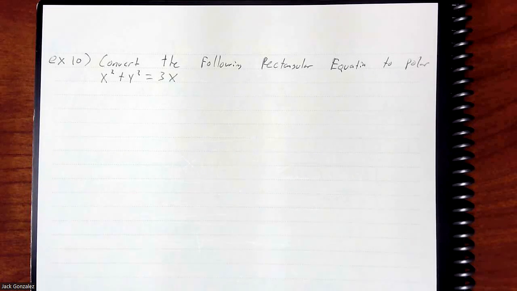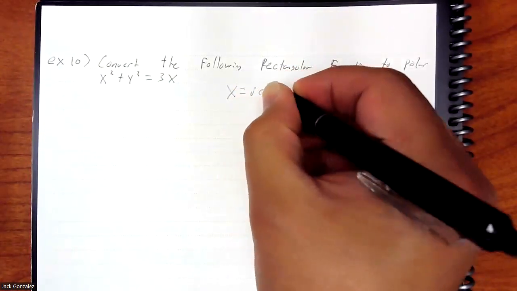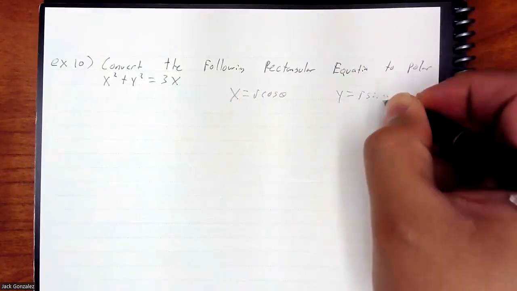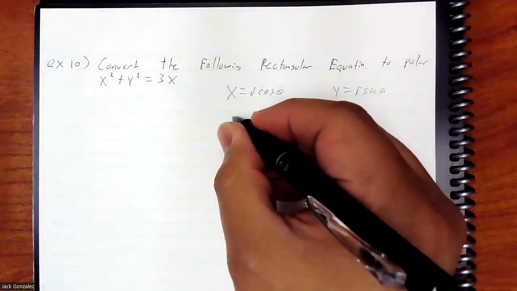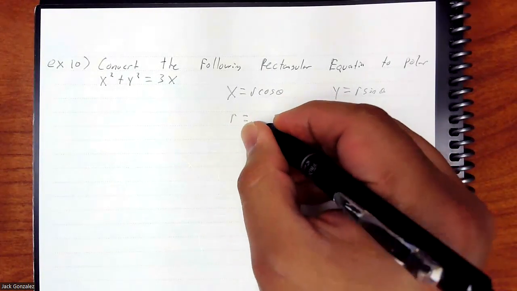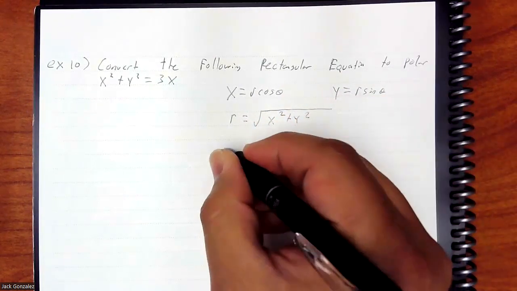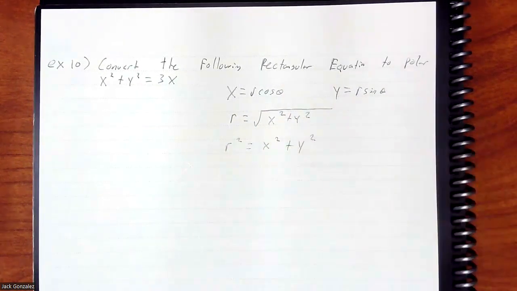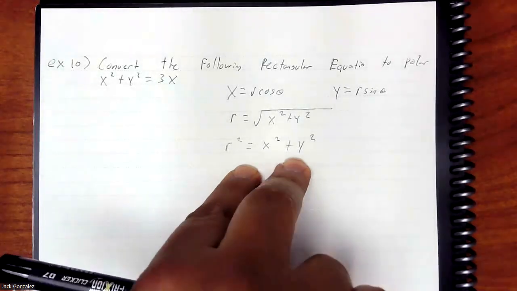Okay, so no x's and y's. Remember, x is r cosine, y is r sine. So you got to do the substitution and maybe use identities to change it. Also, we should know that r is equal to square root of x squared plus y squared. I don't know if we'll need this, but I'm just going to give them to you. And r squared is equal to the sum of squares. Okay.